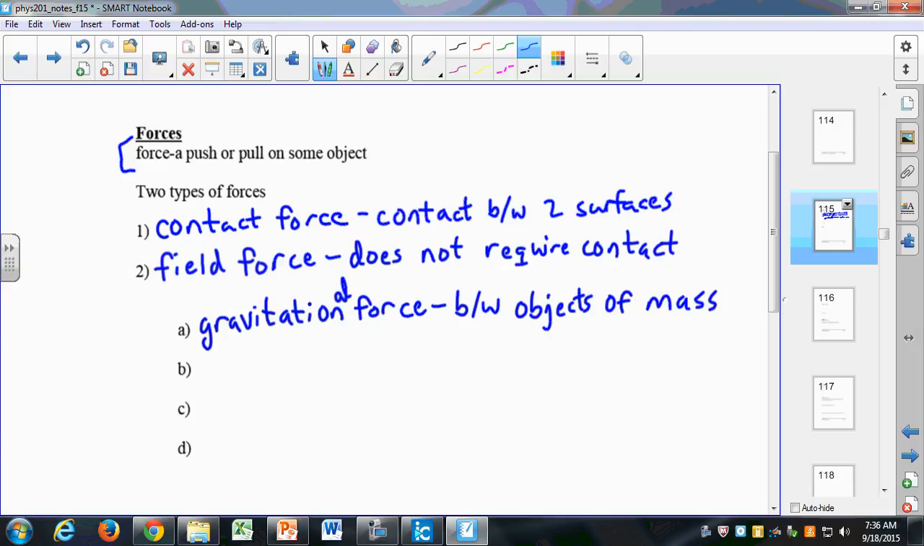You also have the electric force, which is going to take up most of our effort next semester. The electric force is between objects of charge. All of these act at a distance. They don't require contact between two surfaces. And then the other 2, just to make the list complete, you have the strong nuclear force and the weak nuclear force.